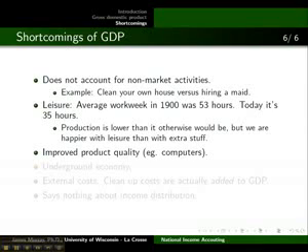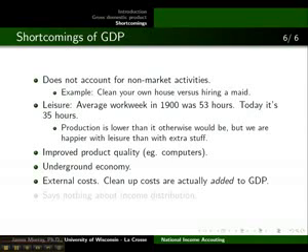Improved product quality is often not counted towards GDP. For example, a $300 computer today is much better, much more powerful than a $3,000 computer in the 1980s. It does not include the underground economy, so this could involve illegal activities such as the production of drugs, or it could account for innocent things such as you hiring the neighbor 12-year-old kid to mow your lawn. In small underdeveloped countries, an underground economy can be much bigger and more important than it is for a country like the United States. It does not include external costs.